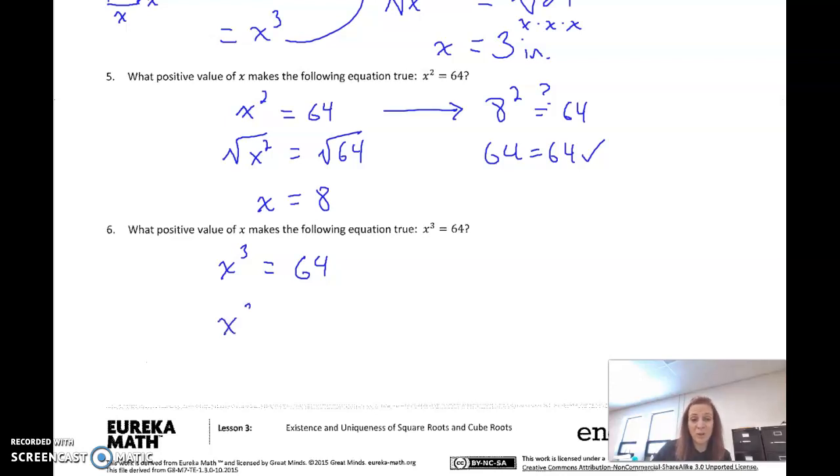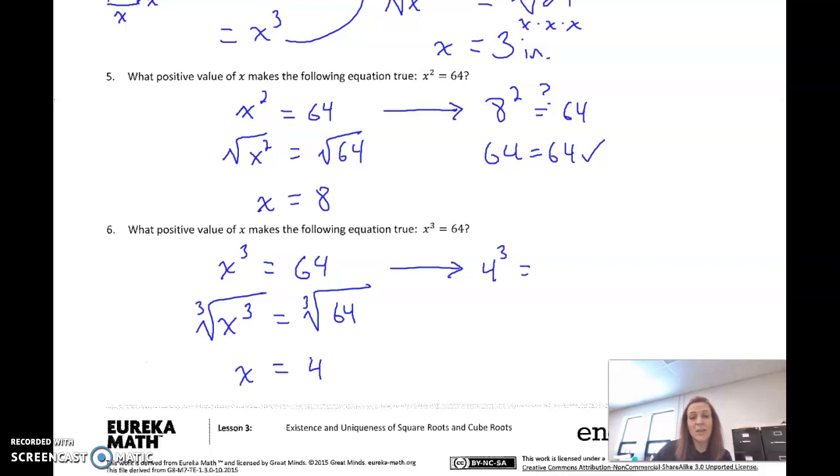So how do we undo cubing something? Well, we take the cube root. And whatever you do to one side, you do to the other. And so what we're saying here is what number times itself 3 times, okay? And in this case, it's going to be a 4, okay? Because 4 times 4 times 4 equals 64. Hopefully that was right.